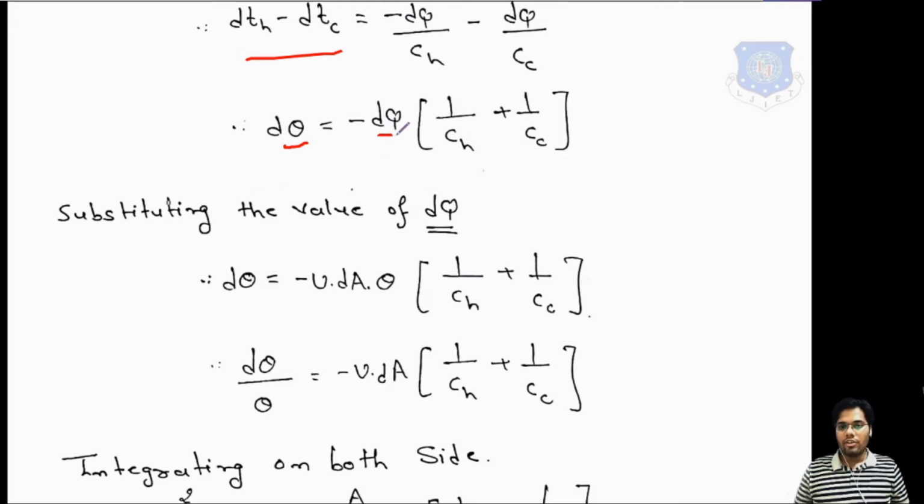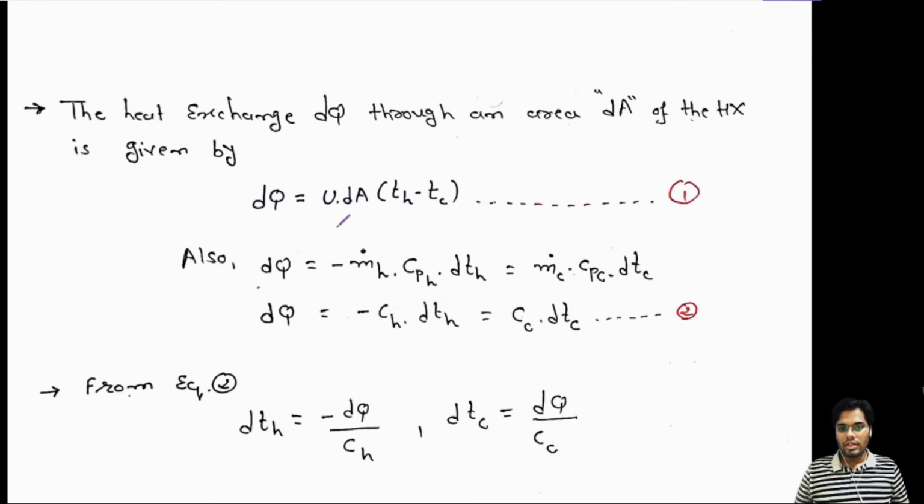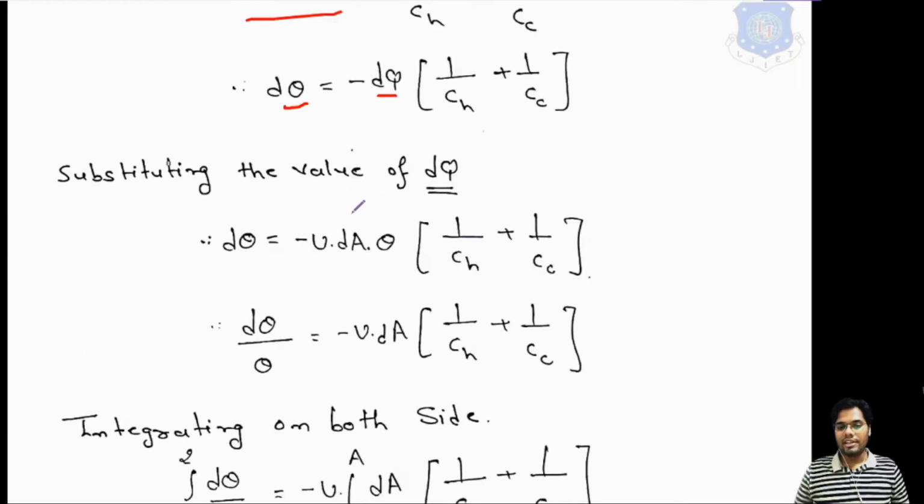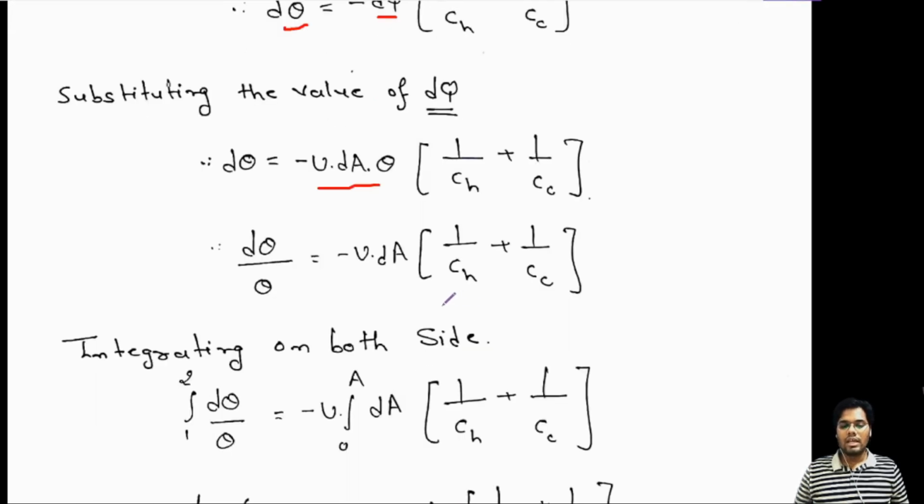Substituting the value of dq from the equation, we know that dq is U dA (Th minus Tc). Instead of Th minus Tc we can write theta, so dq is equal to U dA theta. So in place of dq we have written U dA theta in the bracket 1 upon Ch plus 1 upon Cc as it is. Put this theta on the other side, so d theta by theta is equal to minus U dA times the bracket as it is. Now integrating this equation.